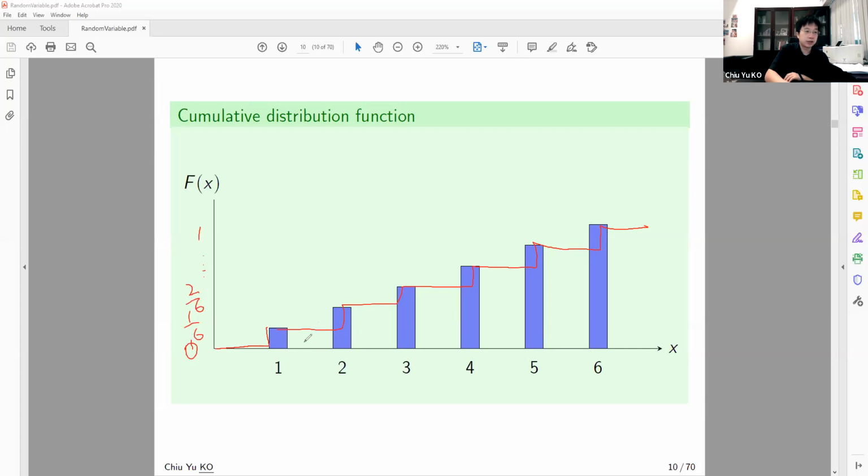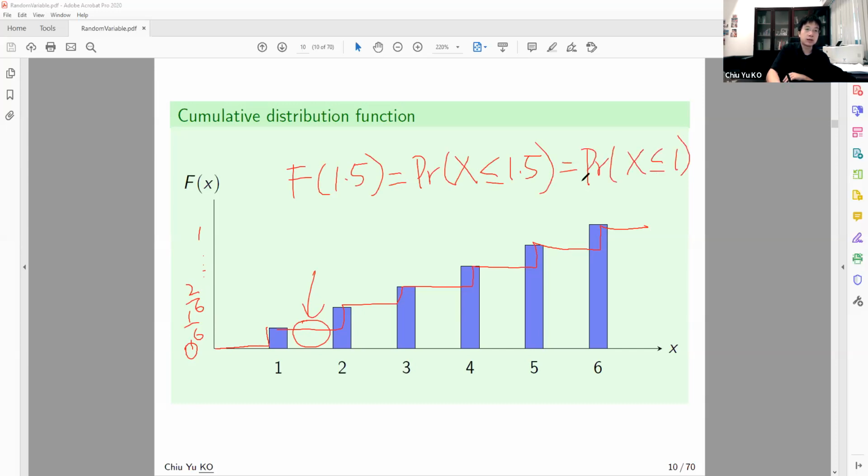The reason why we have this here is that F of, say, 1.5 is the probability that X is less than 1.5, right? But this is the same as the probability that X is less than or equal to 1, because there's nothing between 1.5 and 1, which is equal to the probability X equals 1. Okay, that's one. This is 1 over 6. So it should be like a step function.